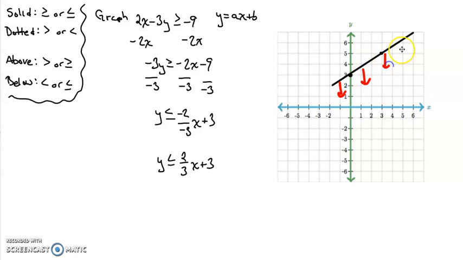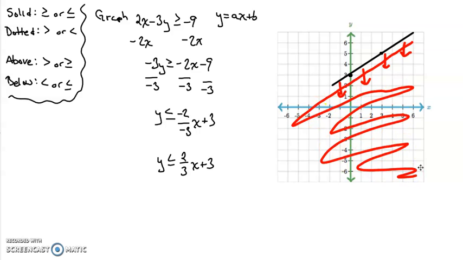You can use arrows if you want to. You can shade it all in if you want to. Whatever makes the most sense to you, just so that you know that all of this area is a solution to the inequality 2x minus 3y is greater than or equal to -9. I hope that helps in graphing inequalities.